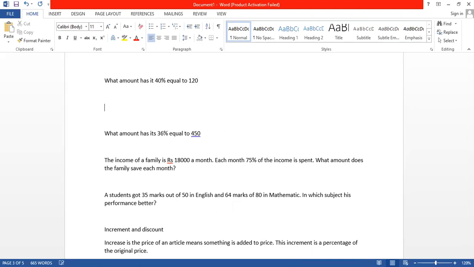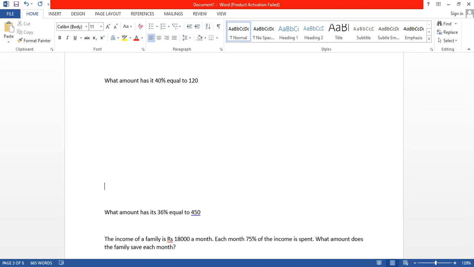Now, the next question is a bit different. It asks you what amount has its 40% equal to 120. So what amount has its 40%? Now the question is that there is some amount which we do not know. So we'll call it X.